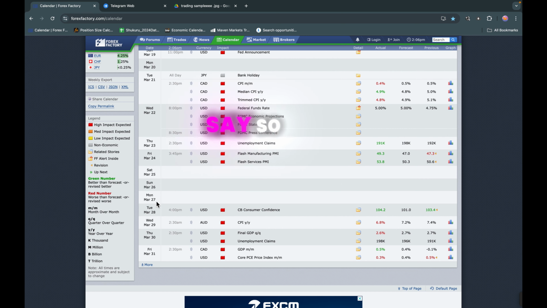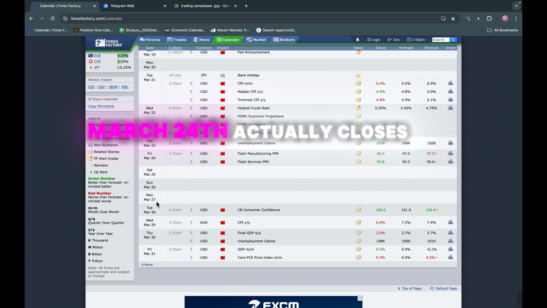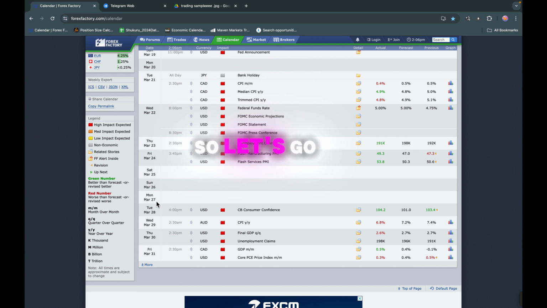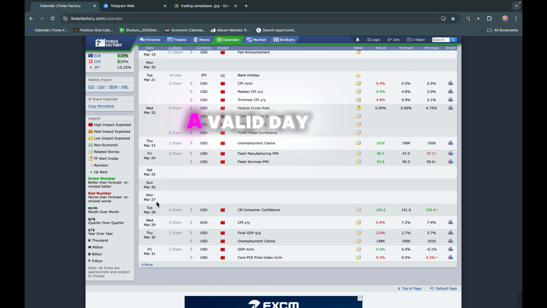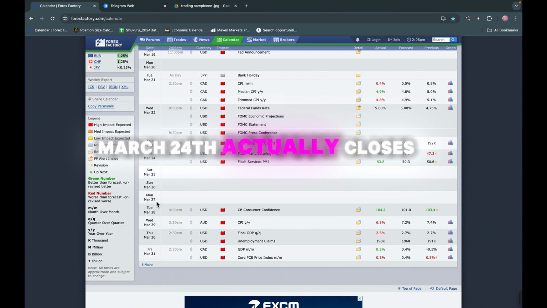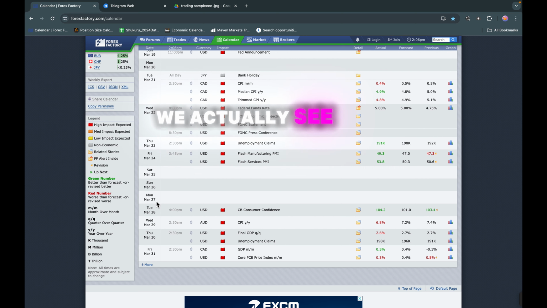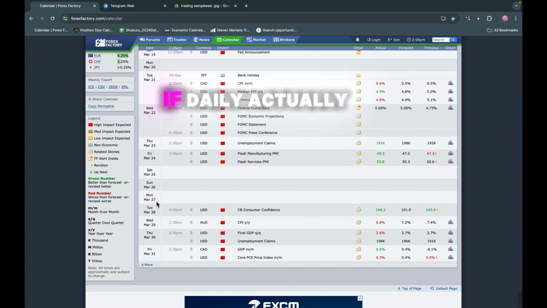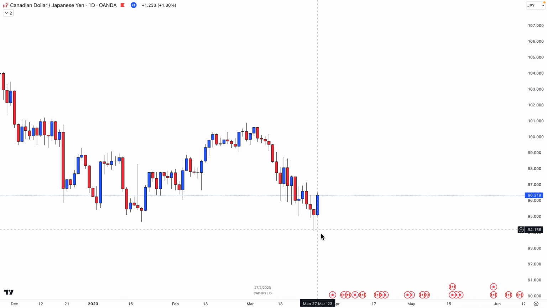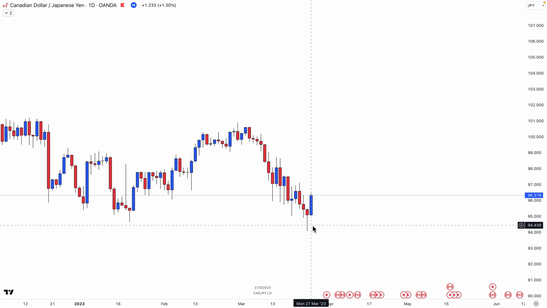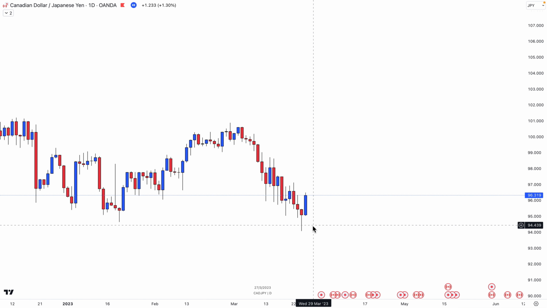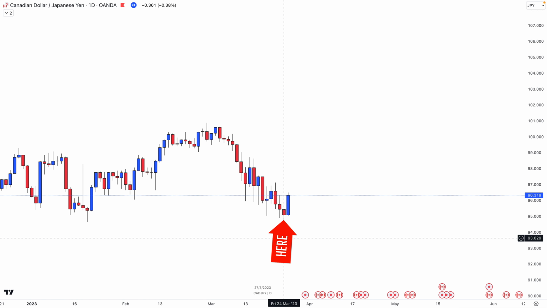The daily can say so. Remember, if Friday, March 24th closes bullish. So let's see if Monday, March 27th is a valid day, and it's only a valid day if Friday, March 24th closes bullish. Let's go to the daily and see if the daily says so. Going to the daily, you can see that Monday, 27th March is not a valid trading day because Friday, 24th closed bearish. So we'll not be looking to trade on Monday.